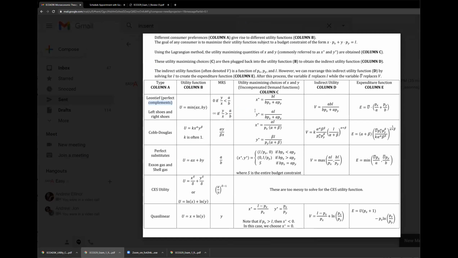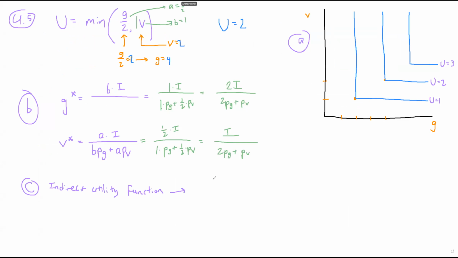We're again talking about perfect complements. So your answer is ABI over BPX plus A times PY. So cool, I have all that. That would be 1/2 times 1 times I over B, which is 1, PX, not X, but G, plus 1/2 A times PV. So all told, we get I over 2PG plus PV after simplification. So that's your answer to C. Any questions on A, B, or C so far?